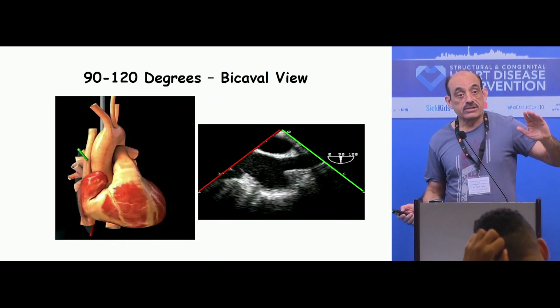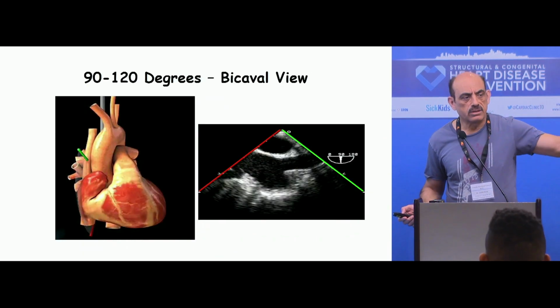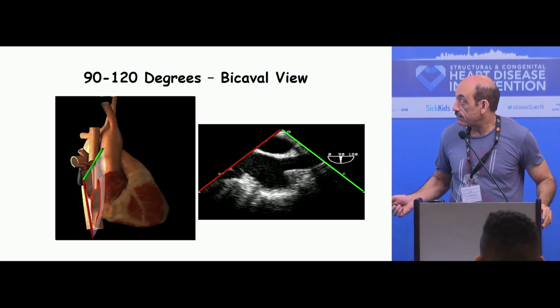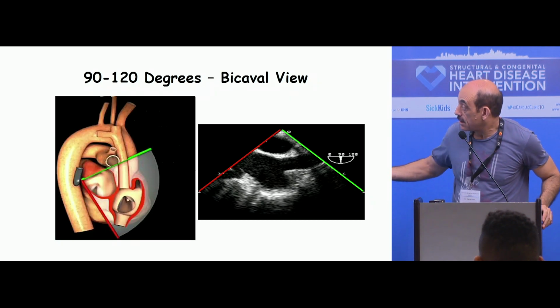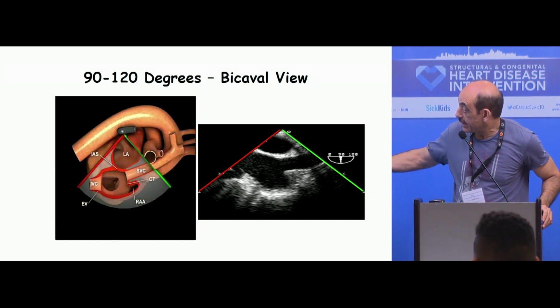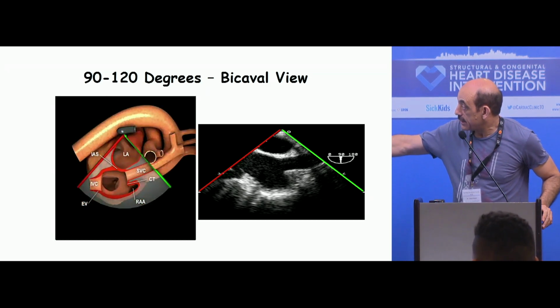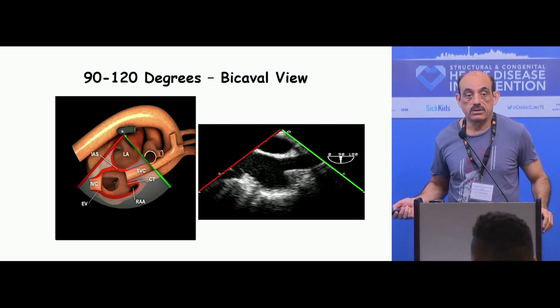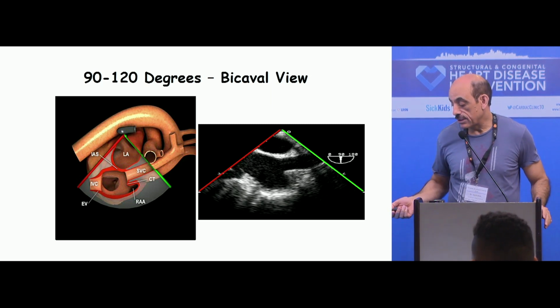Now we go from 90 to 120, even 90 to 130, 140 degrees, that will be the bicaval view, okay? In the bicaval view, you are going to see, of course, the left atrium, the right atrium, SVC, IVC, and most importantly, the IVC rim. You have to see the IVC rim, or adequacy of the IVC rim, so that you can close the device.